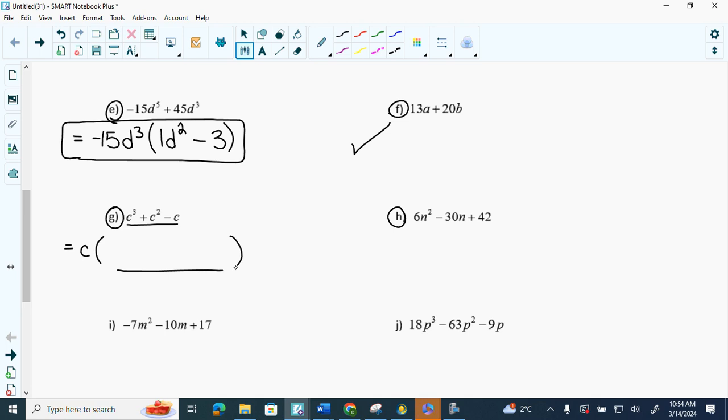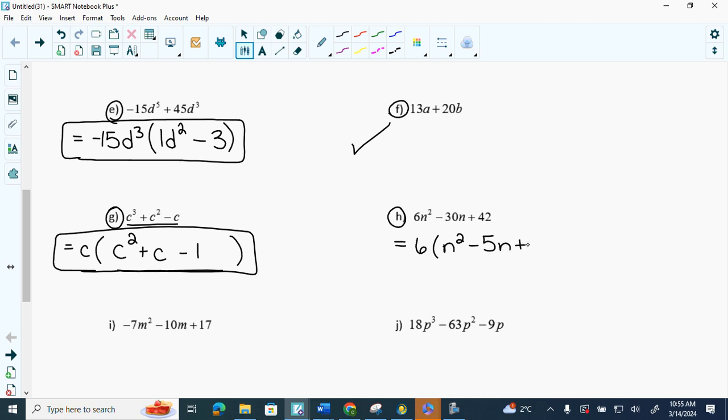So C cubed, take out a C, I'm left with C squared. C squared, take out a C, I'm left with C. Negative C, take out a C, I'm left with negative 1. Boom. Shakalaka. H, what could I take out? A 6. When I take a 6 out of 6n squared, what am I left with? N squared. Negative 30, take out a 6, negative 5n. Positive 42 divided by 6, 7.